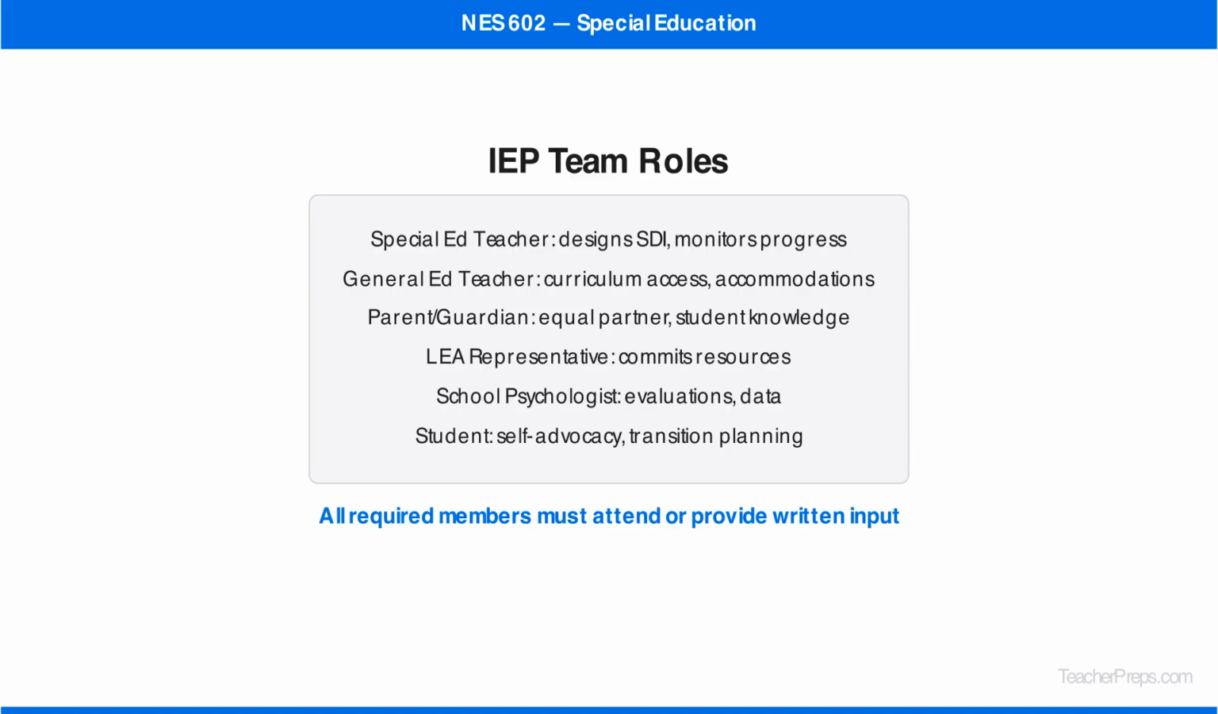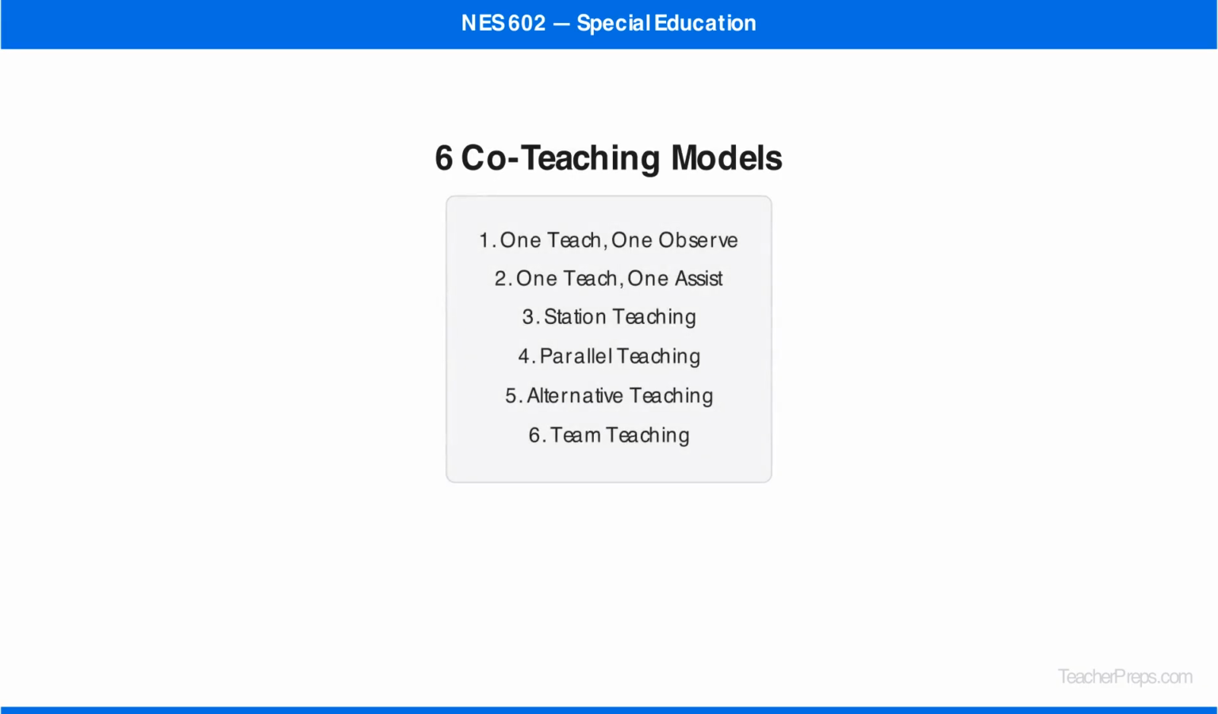Every IEP team must include all required members. If a member cannot attend, the parent must provide written consent for the absence, and the absent member must provide written input. Co-teaching models. There are 6 you need to know.